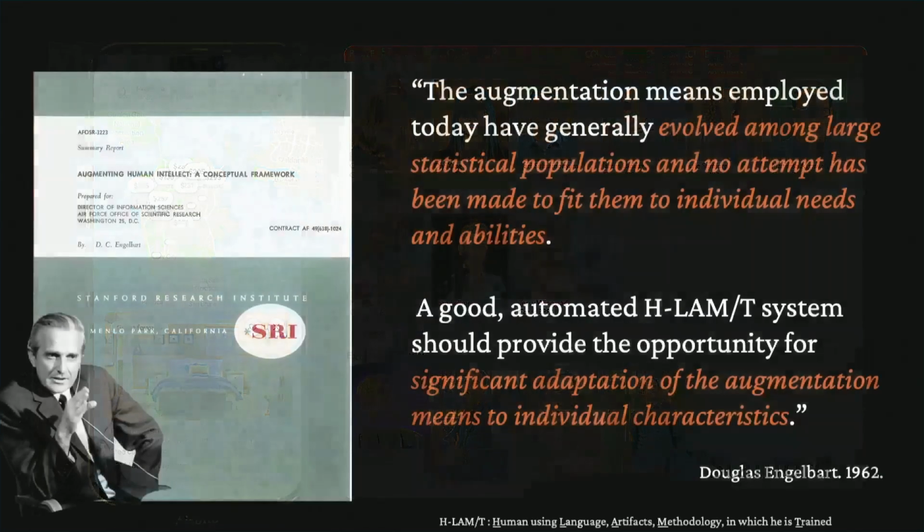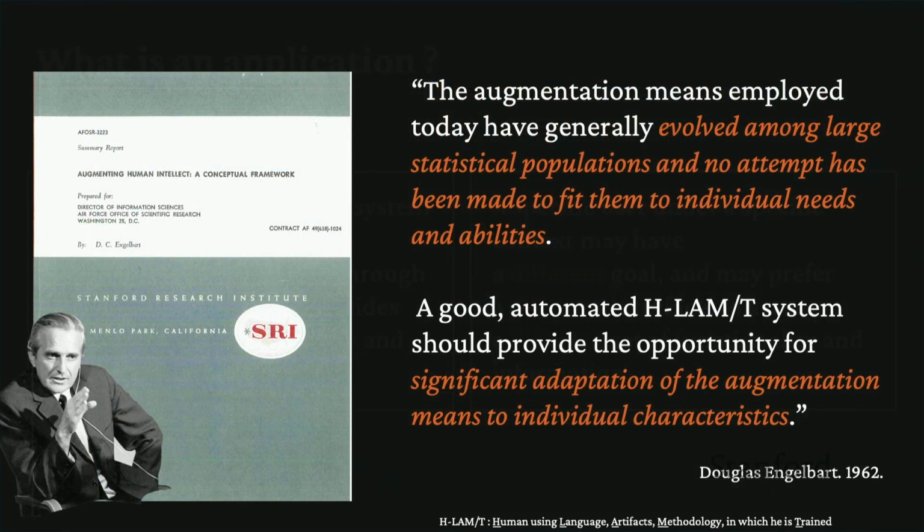I think our pioneer, Douglas Engelbart, pointed out this problem really well. We design these information systems based on our understanding of a large statistical population, and no attempts have been made to fit the individual needs. To augment human intellect, the system should provide opportunity for significant adaptation of the individual to the individual's characteristics. Now, one thing that's really interesting is he pointed out this problem before digital applications were even invented, right? Before even the personal computer.